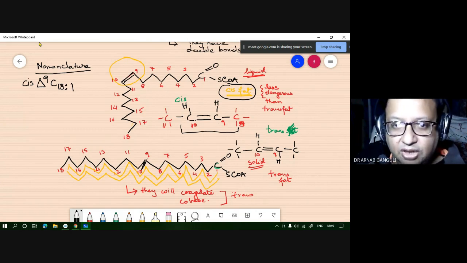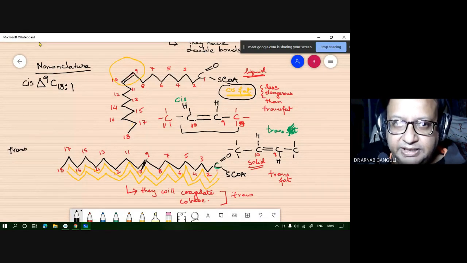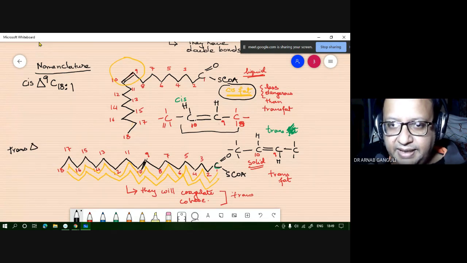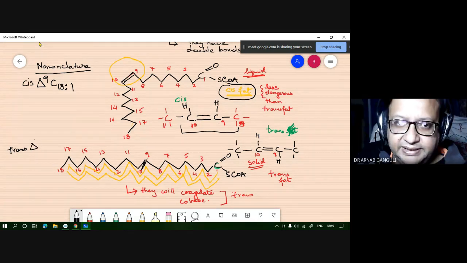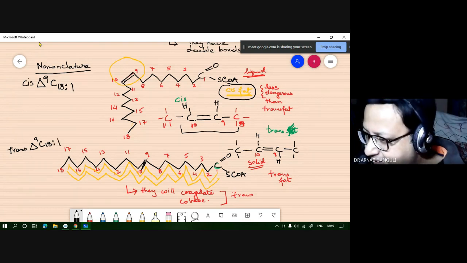So how will you call the trans fat? Can anybody say? Instead of cis, you write trans. In which carbon is the double bond? It's the ninth carbon where the double bond starts. How many carbons? 18. One double bond. This is the nomenclature.